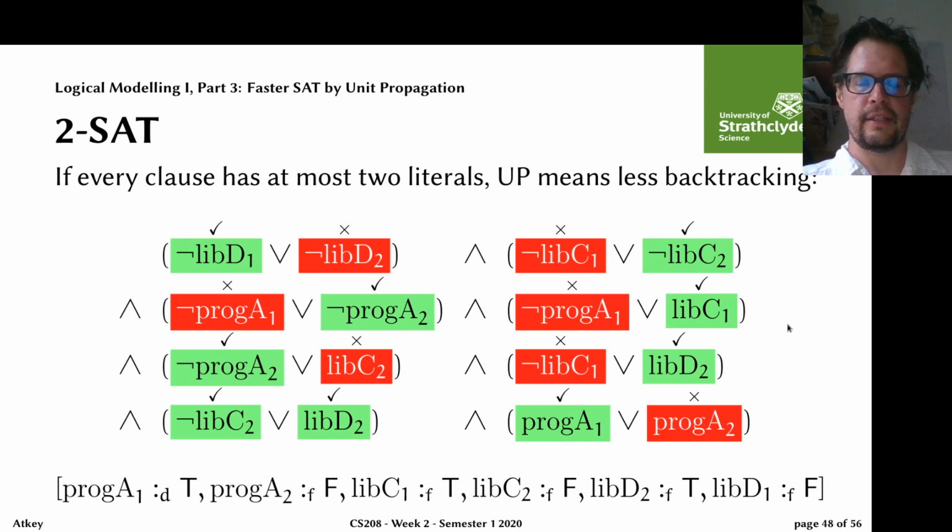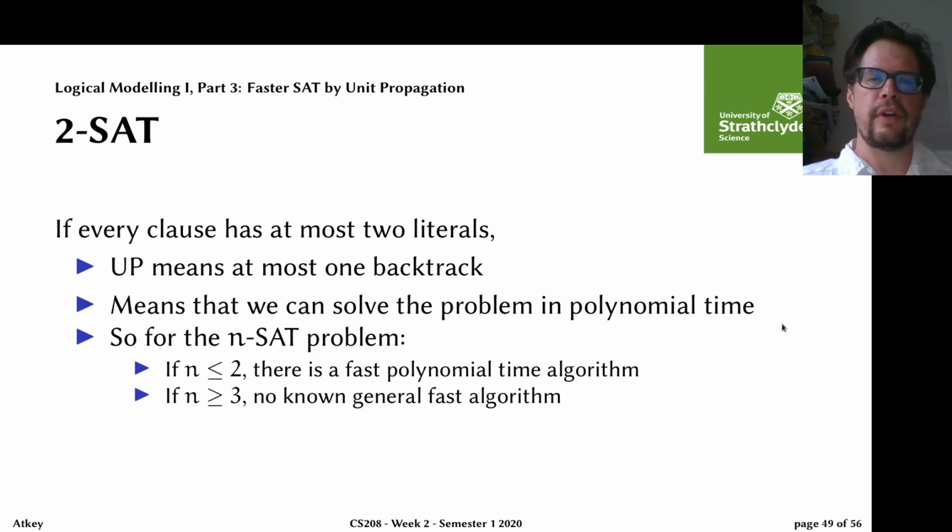But this at least means that we don't have to do any backtracking after we make our first decision. So if every clause has at most 2 literals, then unit propagation means that we have at most 1 backtrack. This means we can solve the problem in polynomial time. Normally we might need 2 to the n backtracks, but in this case we have at most 1 backtrack, and all we have to do is trace through the problem.